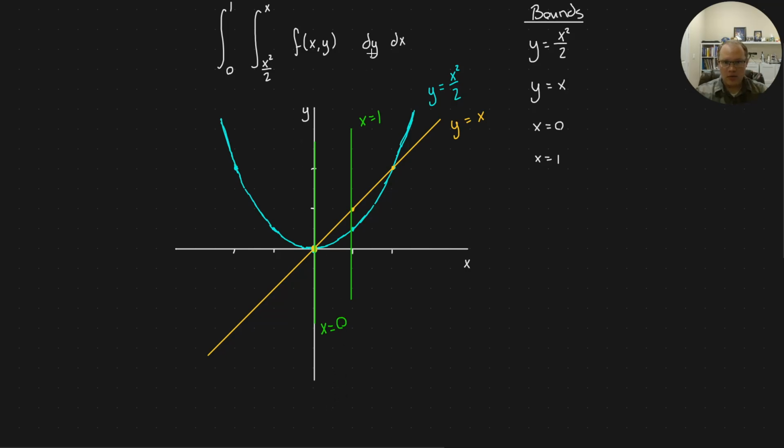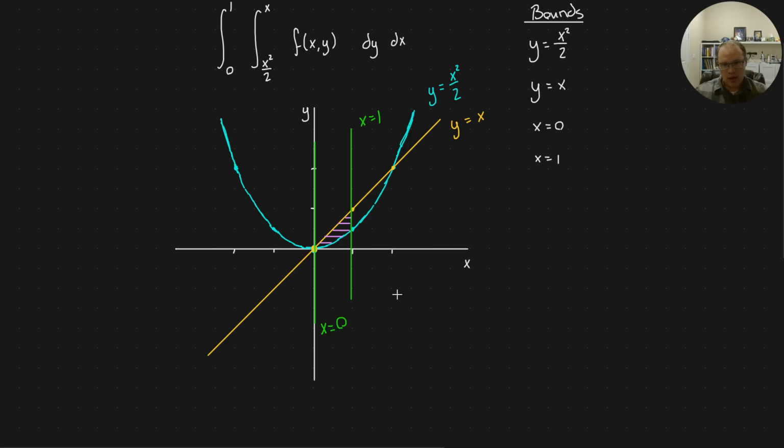Right now, we're integrating first with respect to y and then with respect to x. So right now, we're slicing things up in this direction. We want to flip the order of integration. So we want to integrate first with respect to x and then with respect to y. So we want to slice it up this way.